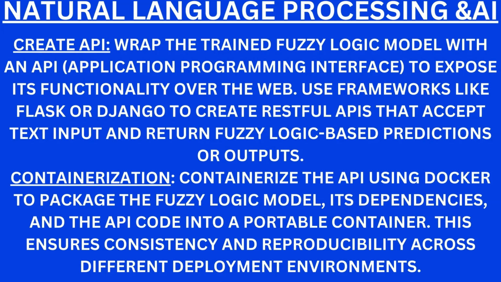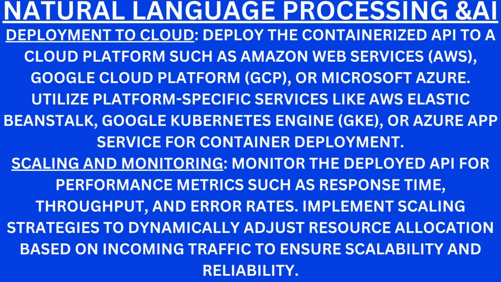Containerization. Containerize the API using Docker to package the fuzzy logic model, its dependencies, and the API code into a portable container. This ensures consistency and reproducibility across different deployment environments. Deployment to cloud. Deploy the containerized API to a cloud platform such as Amazon Web Services, AWS, Google Cloud Platform, GCP, or Microsoft Azure.